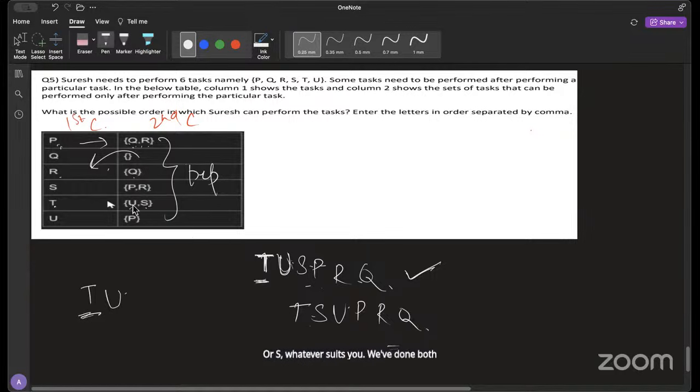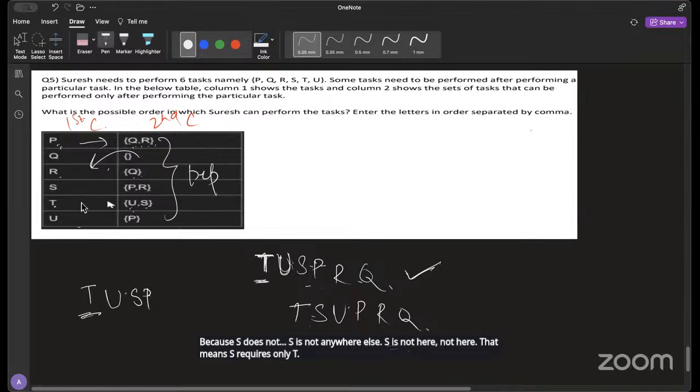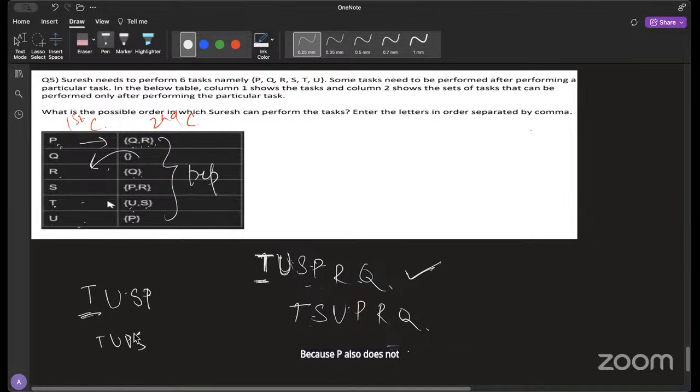We've done both ways. So you can start with U, and then U requires P. So either you write SP, because S is not anywhere else. S is not here, not here. That means S requires only T. P requires only U. So you can either write this thing or you can do this too, because P also does not require anything. Okay, P requires S. P is here as well. So that leaves us with this option only. So you can't do PS because P requires S. P is here and it requires S. That's why you can't do this thing.